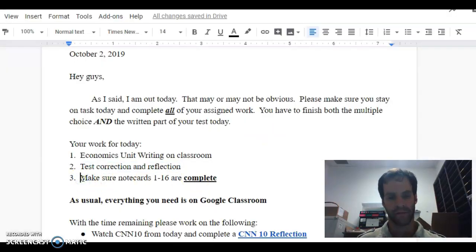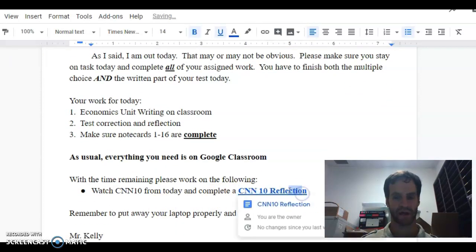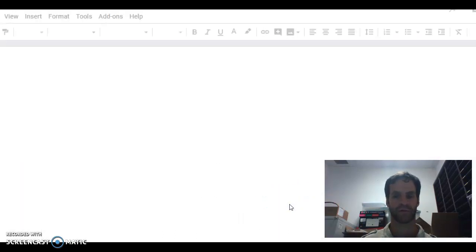Other than that, make sure your note cards 1 through 16 are complete, because I'll collect them on Friday. And then if you still have time left over, you may complete a CNN 10 reflection after watching CNN 10 for today.